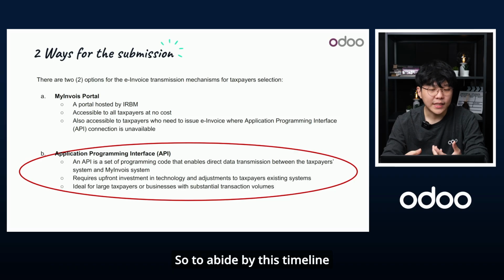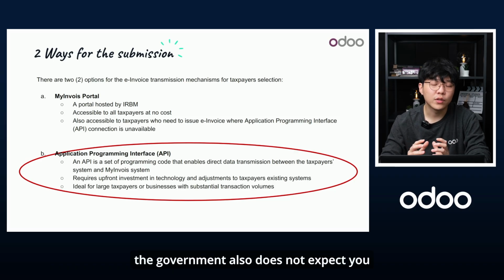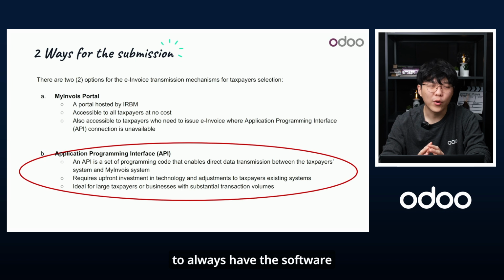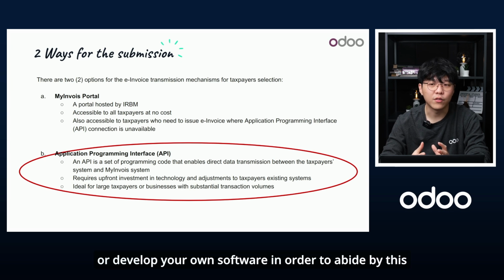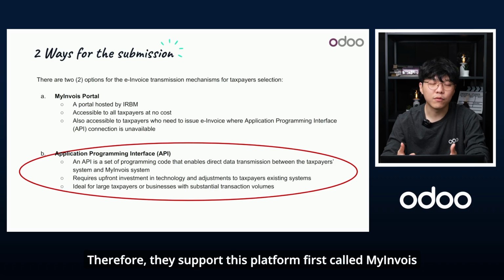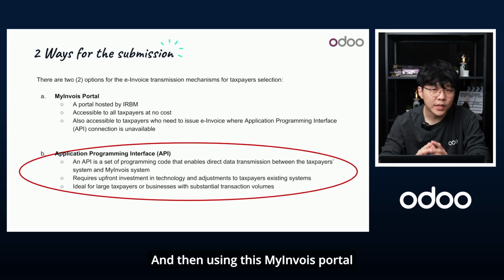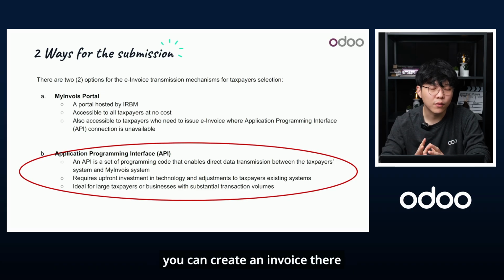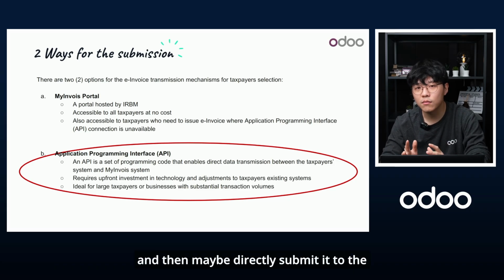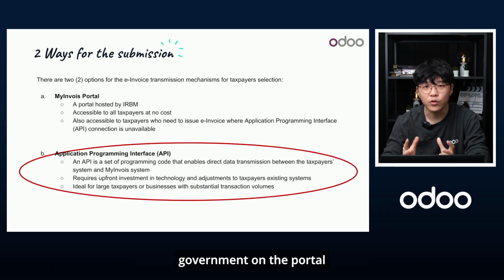To abide by this timeline, the government also does not expect you to always have the software or develop your own software in order to comply. Therefore, they support a platform first called MyInvoice. Using this MyInvoice portal, you can create an invoice there and directly submit it to the government on the portal.